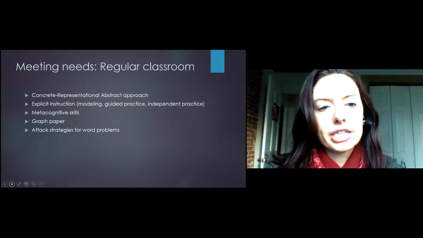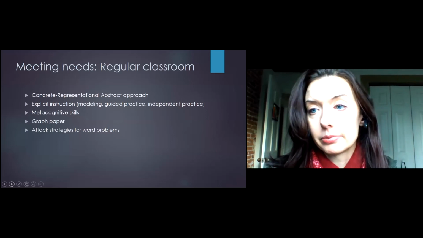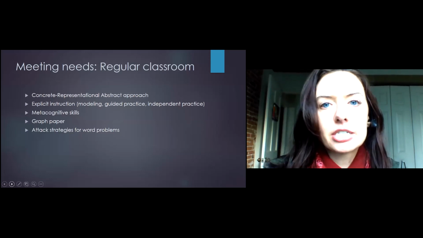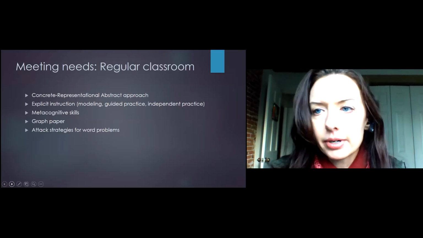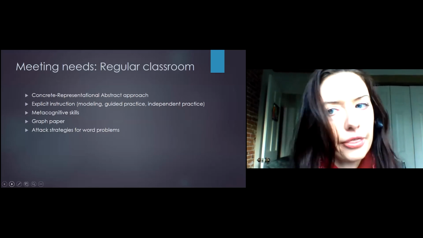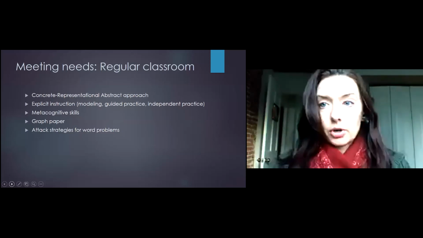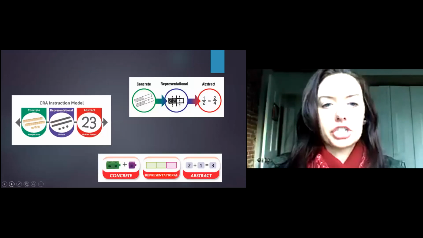The other strategy is using an attack strategy for word problems. And I'm going to give you some websites to consult. So when a student is faced with a word problem, they often become overwhelmed. They see numbers, they just add them, and they're not thinking about the relationships in the problems. So when I see a word problem, what should I do? Okay, those are attack strategies.